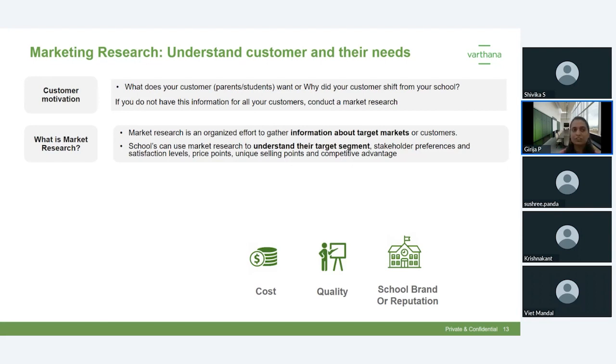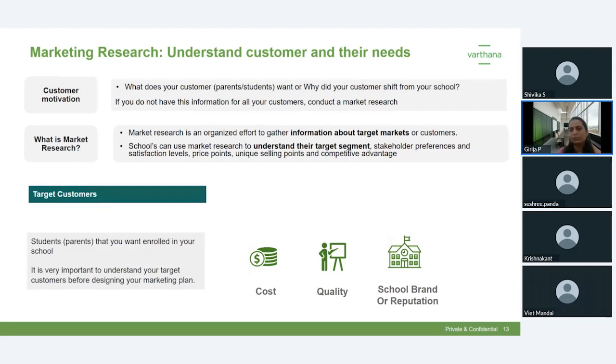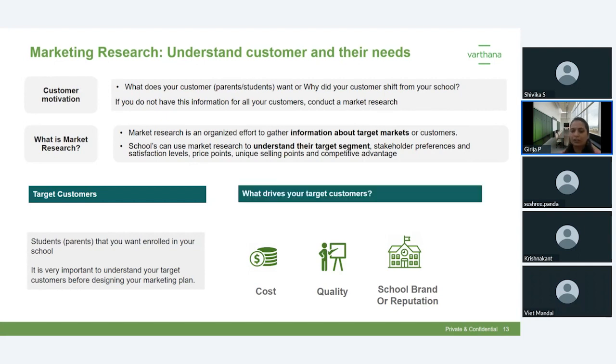When we are doing this marketing research, it is very important to target our customers and do the research based on that. For a school, the target customers can be students from within your area, or maybe within 10 kilometers of that area. And maybe you want to target low income parents, high income parents, or middle income parents. So it is very important to first target the customers you want to look for, so you can make your further strategies based on that, because different customers can have different motivation factors, and these driving factors can be their cost, quality, and school reputation.